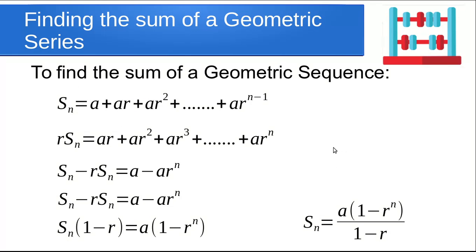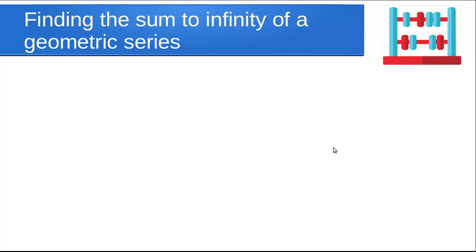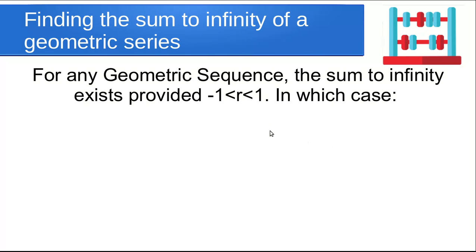Okay, so let's have a look then finally at the sum to infinity of a geometric series. This only works if the common ratio is trapped between 1 and minus 1. Otherwise, the sum to infinity is infinity itself. The sequence diverges, as they say. But provided that the common ratio is between 1 and minus 1, there will be a finite value to the sum to infinity. And this is quite simple.